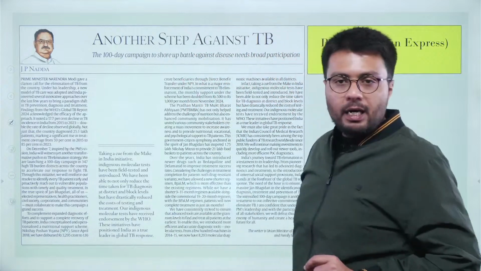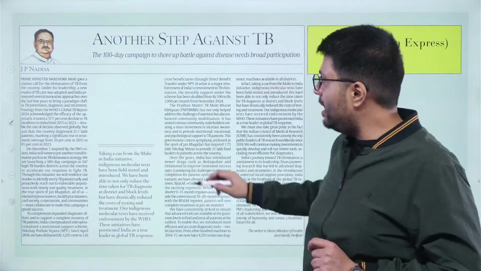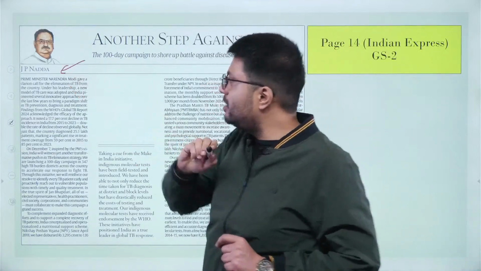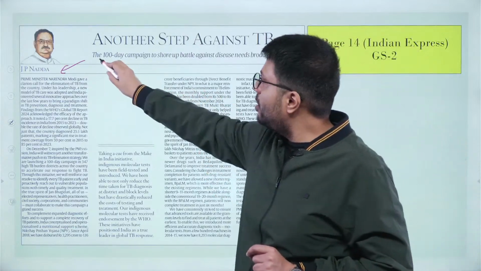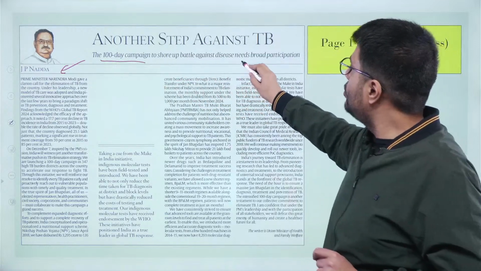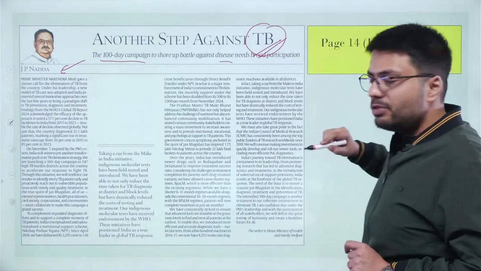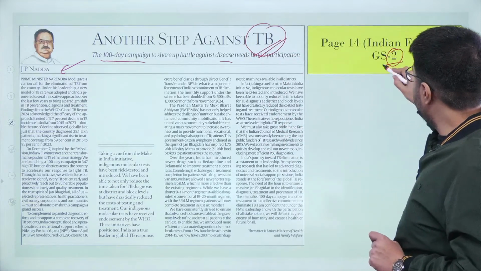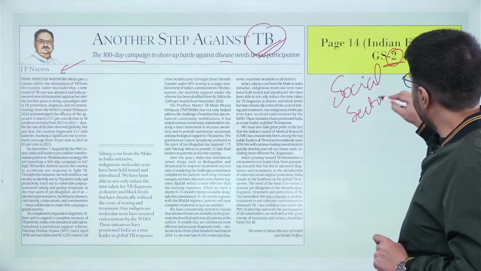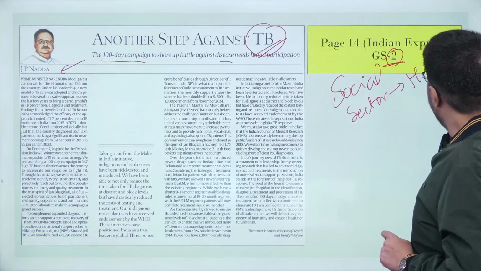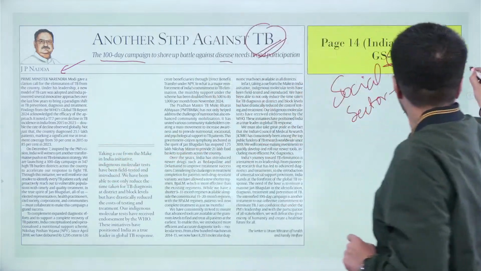Now we move to another article, again from the editorial section of the Indian Express, and this article has been written by the country's health minister, Mr. J.P. Nadda. In this article, he is highlighting that the government is launching a 100-day campaign to shore up the battle against a disease called tuberculosis. This news article is important from the GS paper 3 syllabus because this syllabus deals with the social sector and emphasizes the health sector. So we'll be taking up this article.